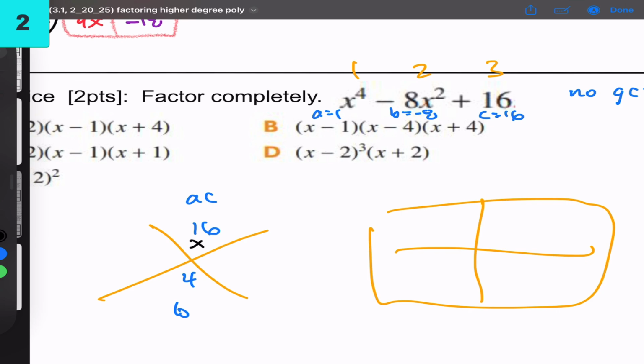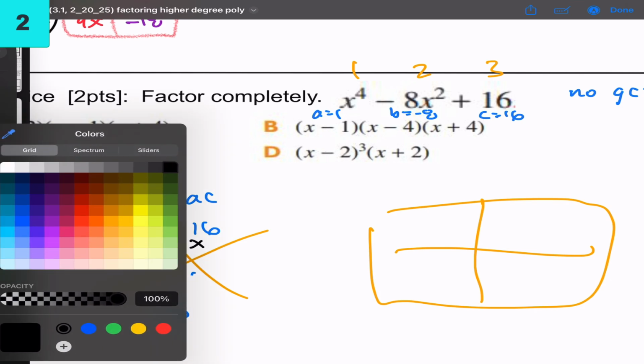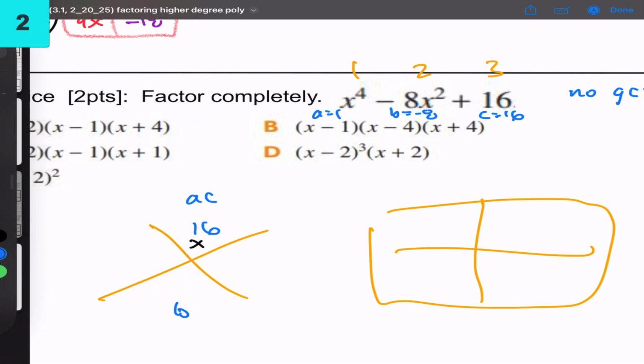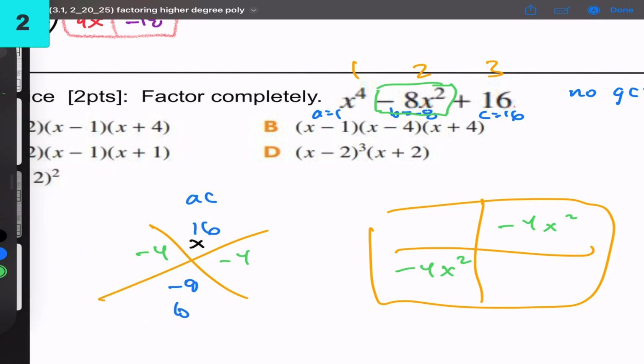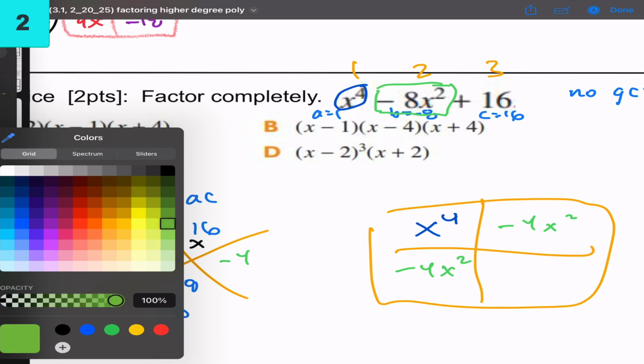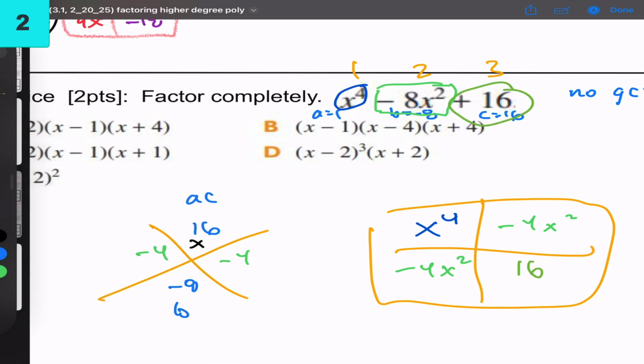My B value is negative 8. The two numbers that will multiply are going to be negative 4 and negative 4. Pay attention now. Those numbers are splitting this, which is x squared, so you have to write x squared. Negative 4x squared minus 4x squared equals negative 8x squared. So x to the 4th goes here, and 16 goes in the bottom right.